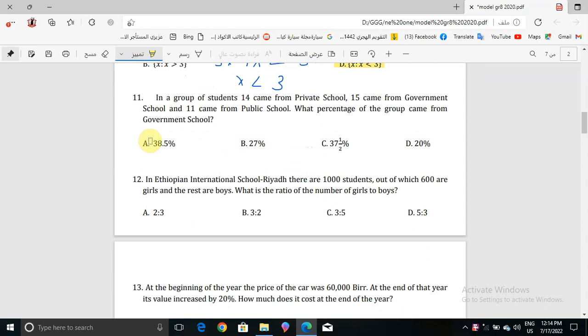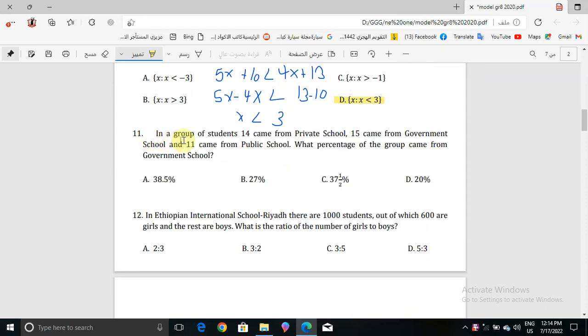Now question number 11. In a group of students, 14 came from private school, 15 came from government school, and 11 came from public school. What percentage of the group come from government school? So we want to see the percentage of government school, right?